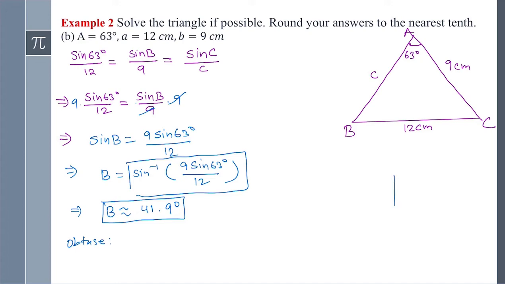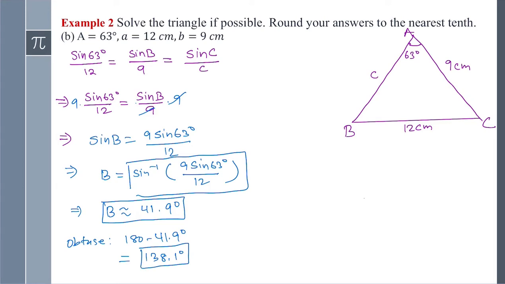So in order to find the obtuse angle, remember if you know the acute angle, to find the obtuse angle in the second quadrant, we just do 180 minus whatever that acute angle is, okay? So the obtuse angle is 180 minus 41.9 degrees. And if you subtract that, you get 138.1 degrees. So this is the obtuse angle.